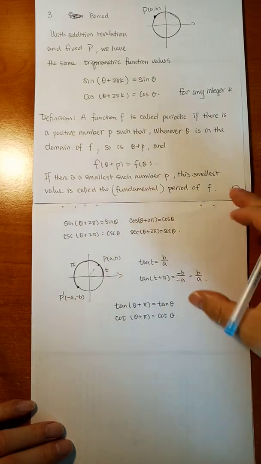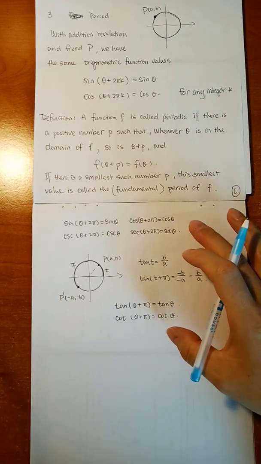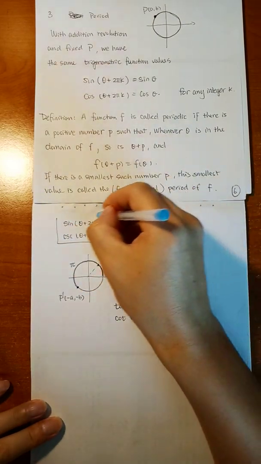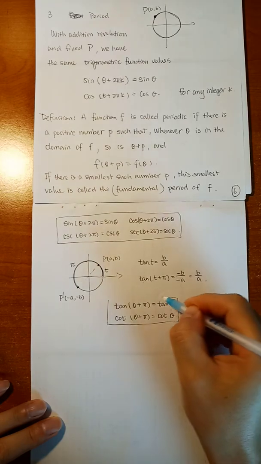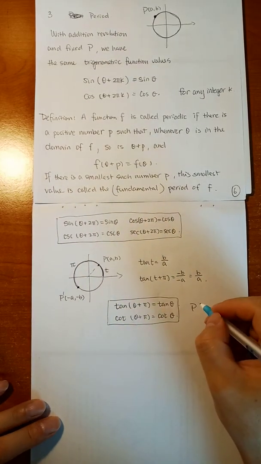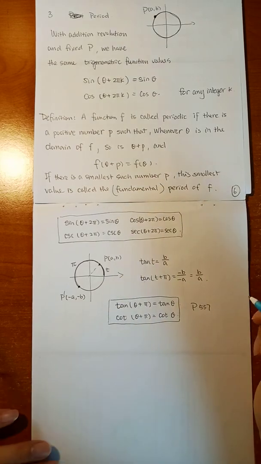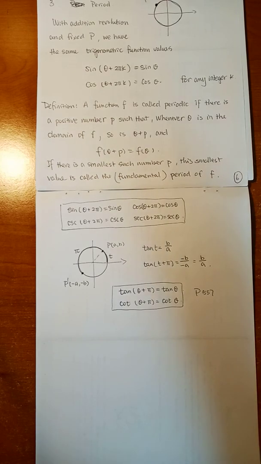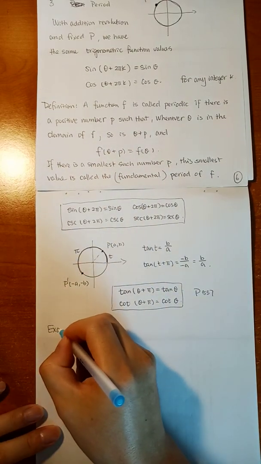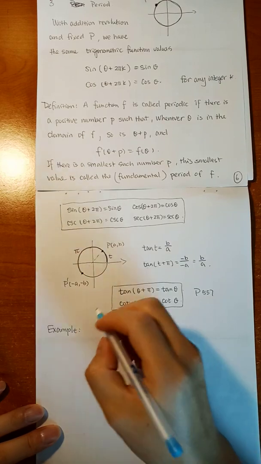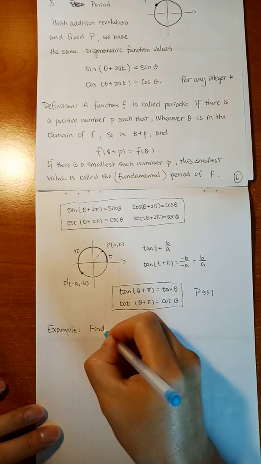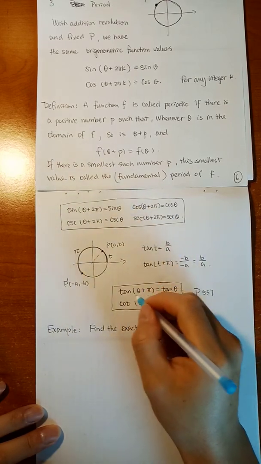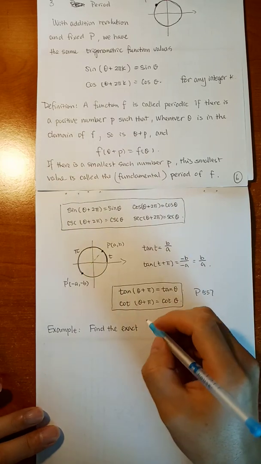Okay, so these are the periodic properties. This is on page 557. Okay, so now let's see the example. This example is similar to one we had before. Possibly we didn't discuss this pi for the tangent and cotangent.